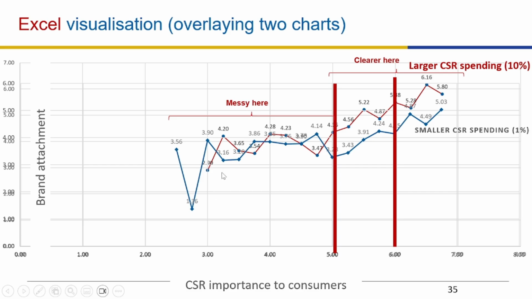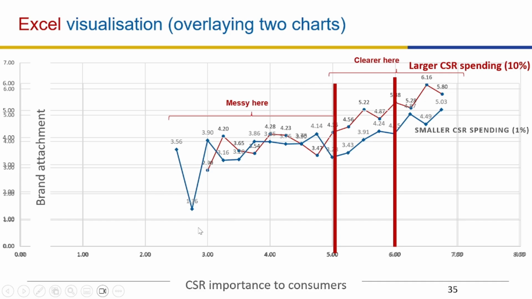When I try to make sense of all this visualization, this part looks very messy because here I cannot see a clear trend. I can see that brand attachment is slightly higher at lower CSR, but at larger spending, it drops, and here it becomes again higher compared to the smaller allocation. But overall, it's very messy here.